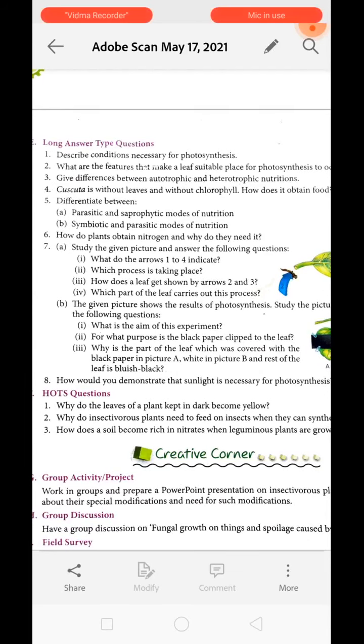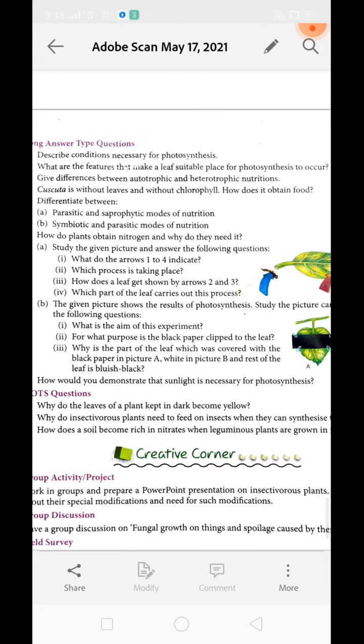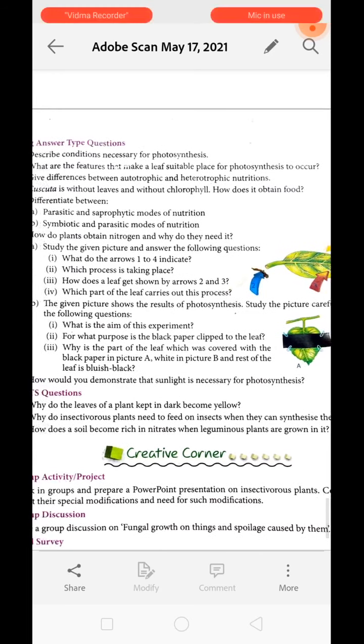Second question, for what purpose is the black paper clipped to the leaf? The black paper is clipped to the leaf to stop the availability of sunlight to a certain region of the leaf, so that we can test whether it is necessary to have light to perform photosynthesis.